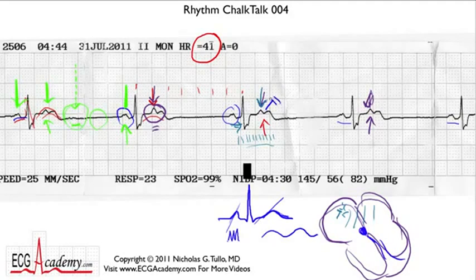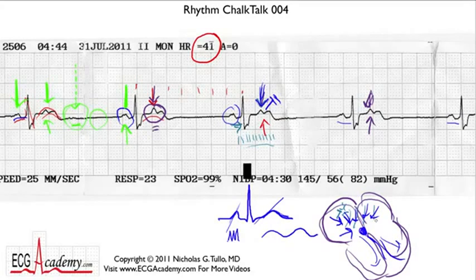blocks. Well, I don't like the word block because it implies that something is wrong, that the AV node didn't behave normally. But in fact, premature beats like this commonly don't conduct, and it's sort of normal behavior for the AV node, because the AV node, in fact, acts kind of like a safety valve, and it prevents very rapid electrical rhythms like atrial fibrillation and flutter from being conducted down to the ventricles at super high rates.